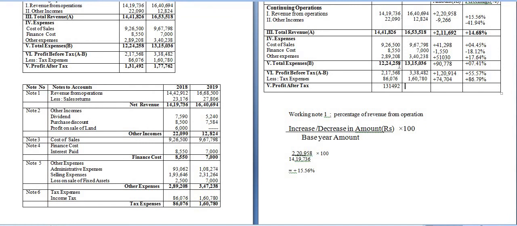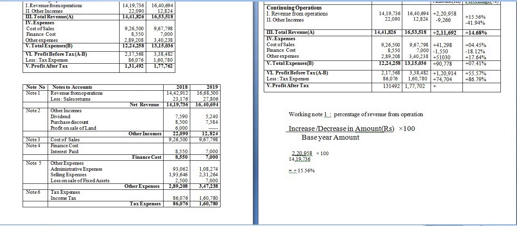1,31,492. Okay, for the year 2018. And for the year 2019, how much? 3,38,482 minus 1,60,780, which is equal to 1,77,702. So write 1,77,702 rupees.